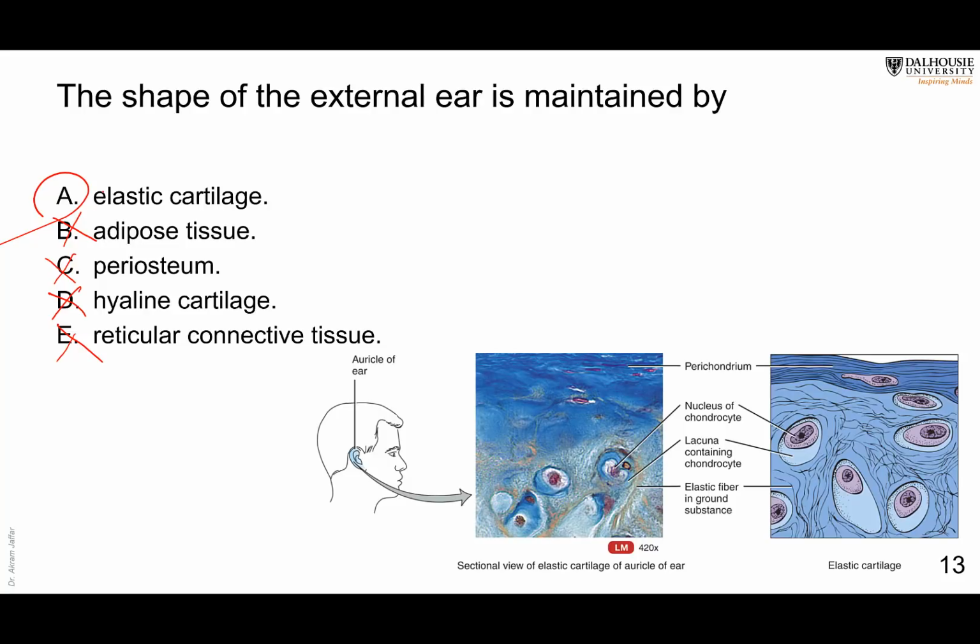the shape after deformation. A good example here is in the auricle of the ear, and the other example is that it's present in the epiglottis, the leaf-shaped cartilage that is present at the inlet of the larynx and acts as a valve to prevent the passage of water and food from the pharynx into the larynx during swallowing. So the correct answer here, the shape of the external ear is maintained by elastic cartilage.